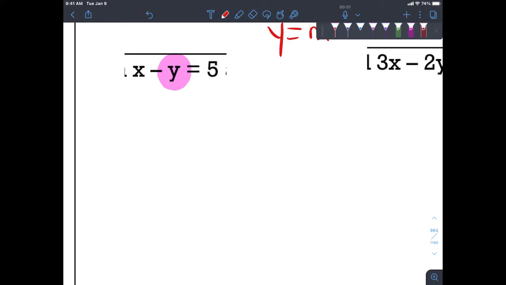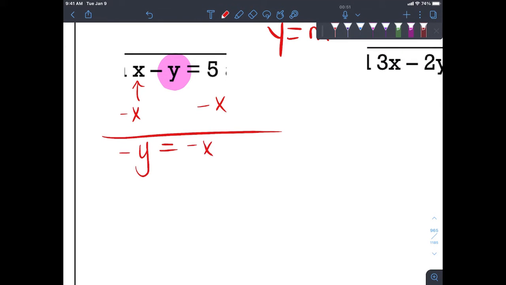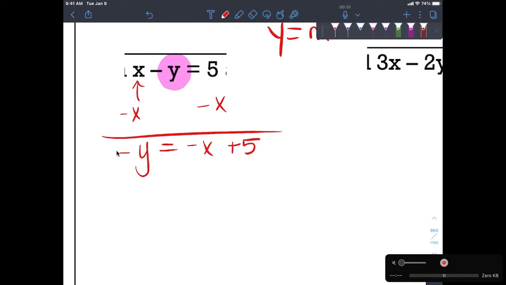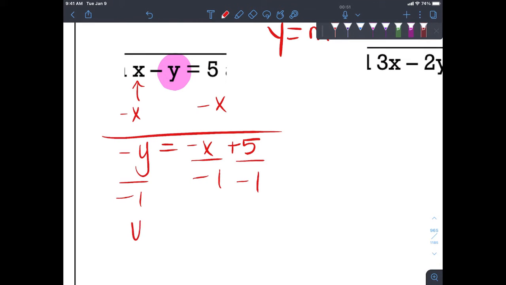So I see here that there's an x bothering my y. So I'm going to go ahead and move this guy to the other side. All right. Now I still have a negative bothering my y. In order to get rid of it, I'm going to divide everything I see by -1. And now I have an equation.